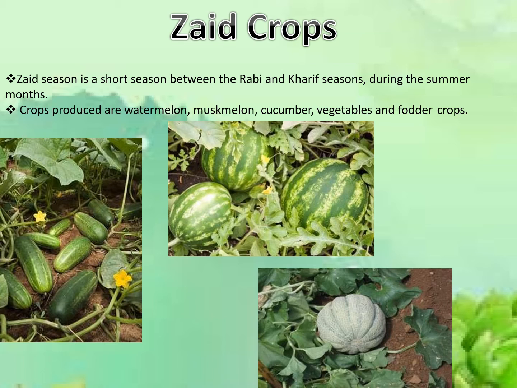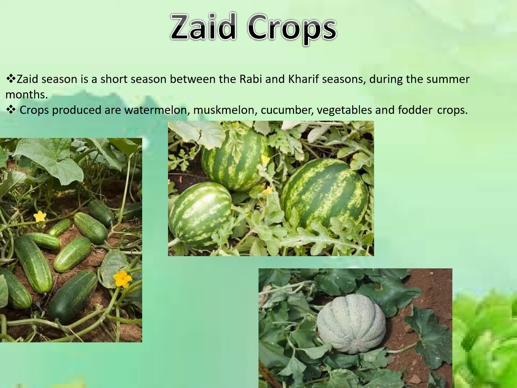Now we come to Zaid. And who doesn't like eating cucumbers and melons? I'm sure all of you love watermelon, muskmelon, cucumber with that chaat masala. So Zaid is that short season between the Rabi and the Kharif season during the summer months.